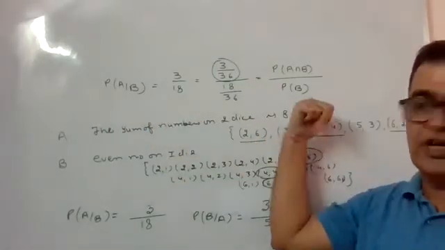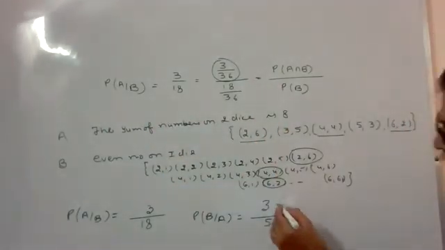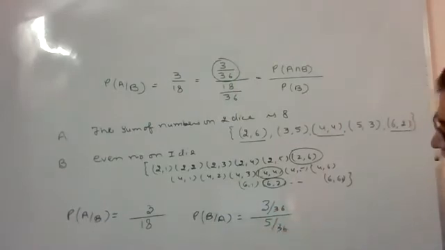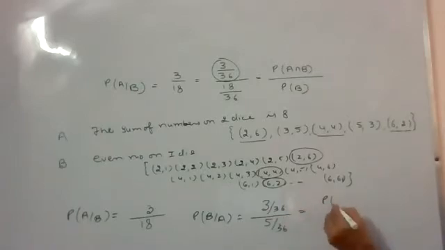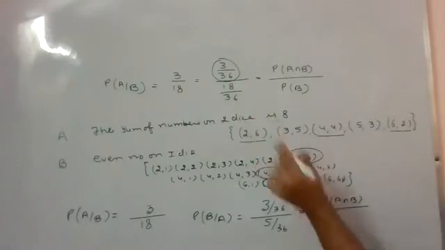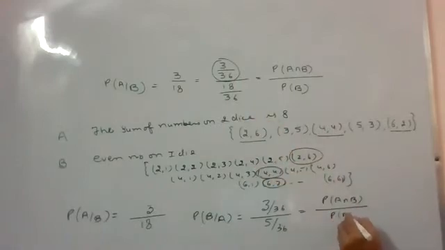जो यहाँ आ रहा है वो नीचे आएगा. इसी तरह से इसको भी कर सकते हैं. 3 by 36, 5 by 36. 3 by 36 will be what? It is P(A intersection B), divided by 5 by 36. 5 ये वाले 5 केस हैं, A को फेवर कर रहे हैं तो we will say this probability of A.